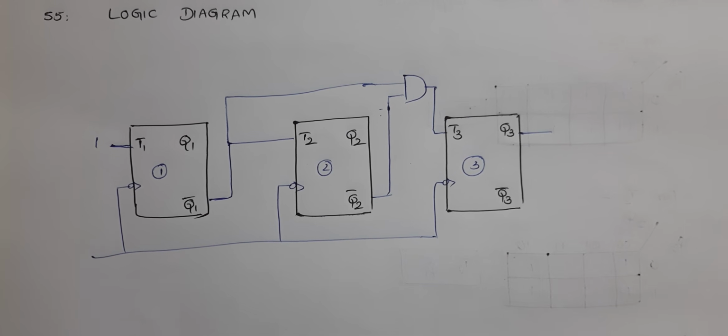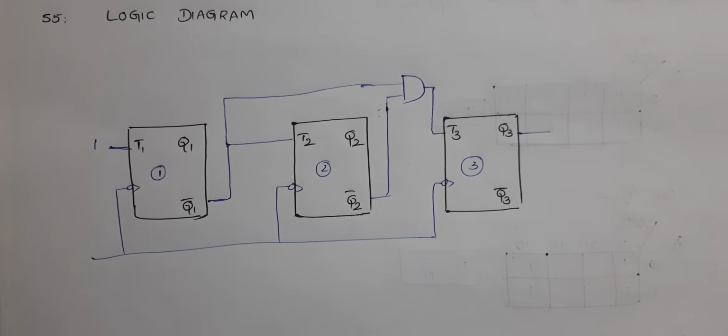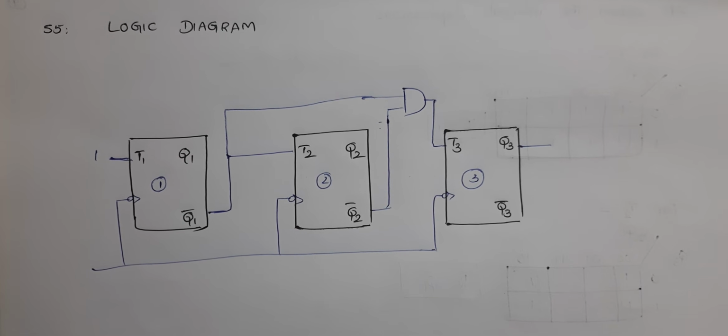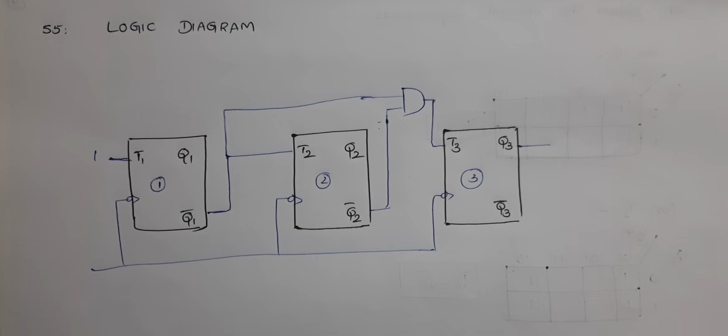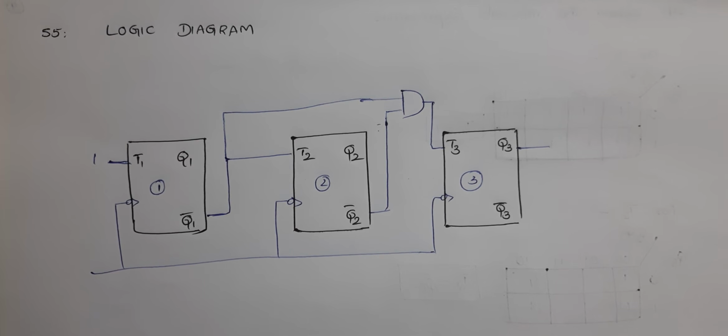Like this way we can design any counter. Here the number of bits is 3, so we use only 3 flip-flops. If we use 4 flip-flops, that is a 4-bit synchronous counter. We can design it in any way, and the procedure is the same.